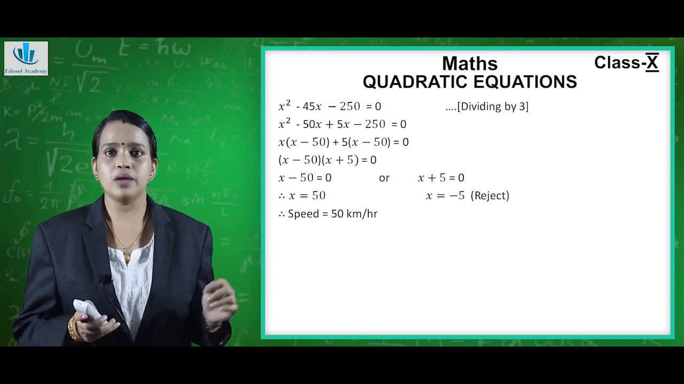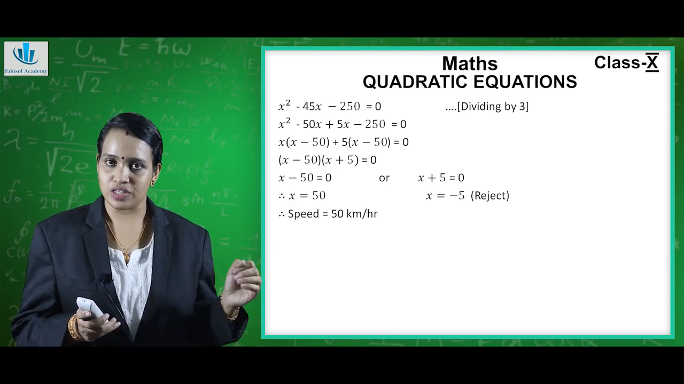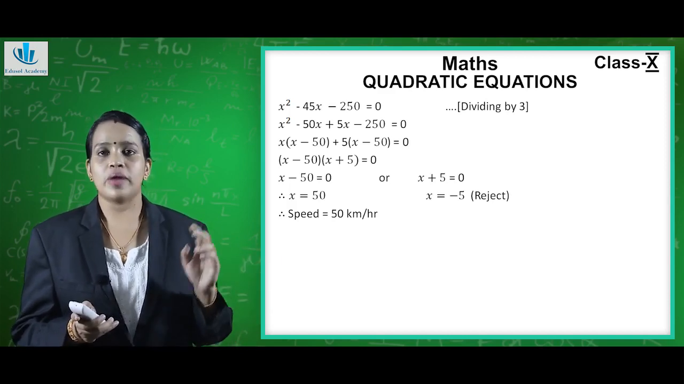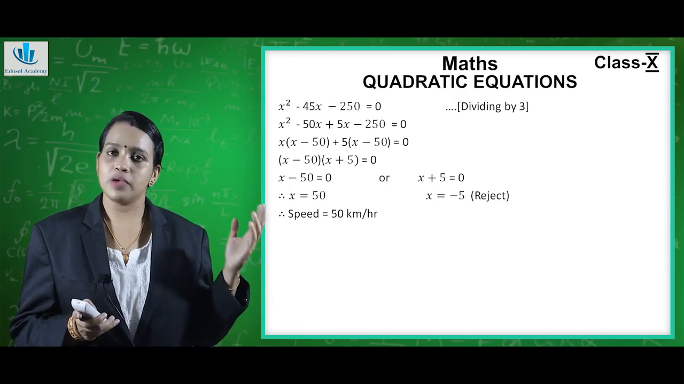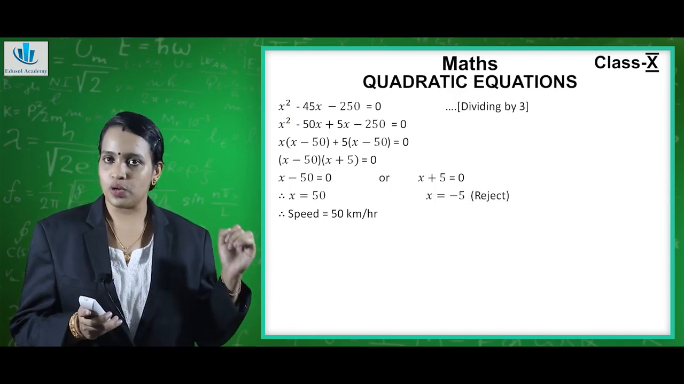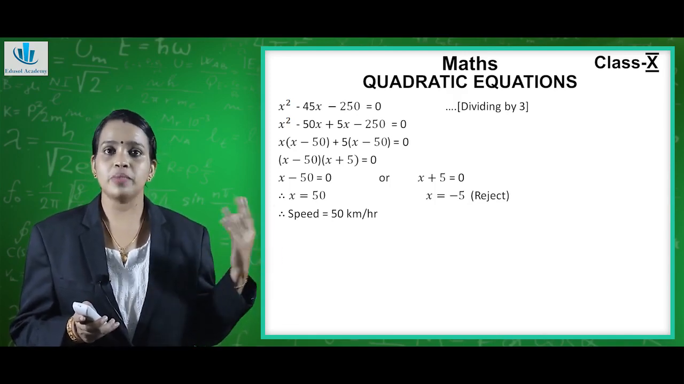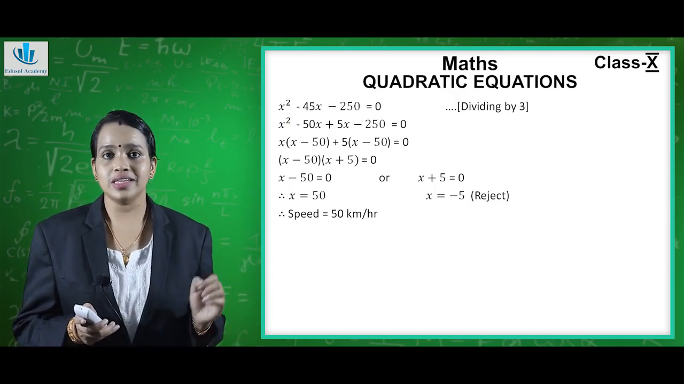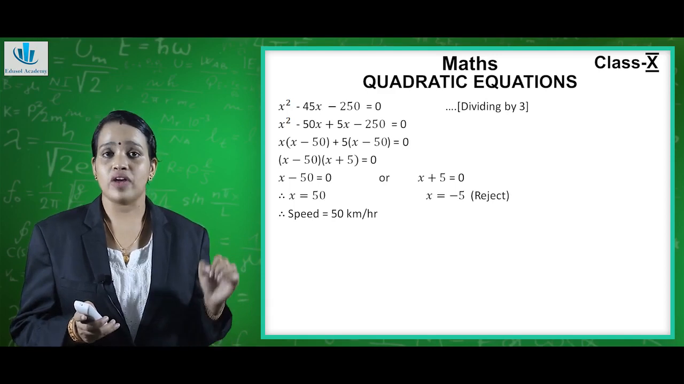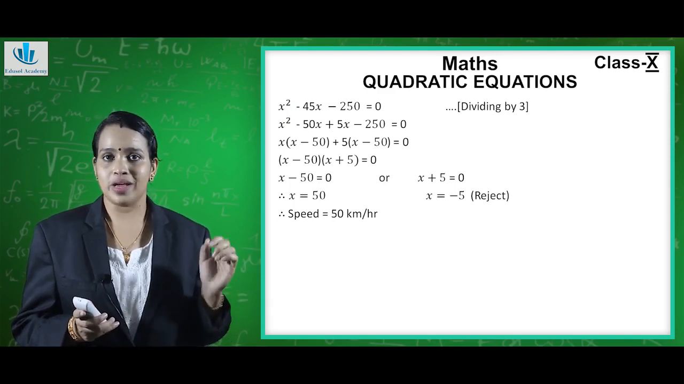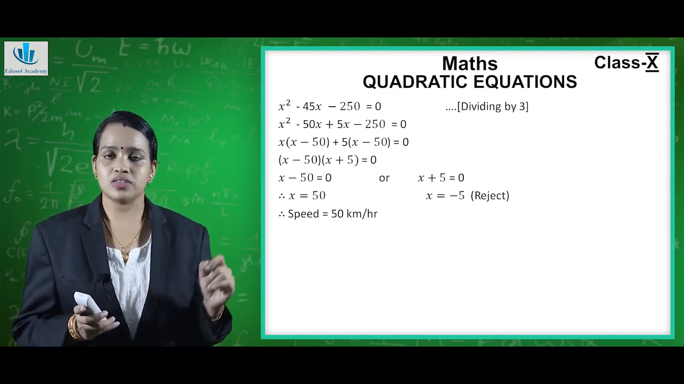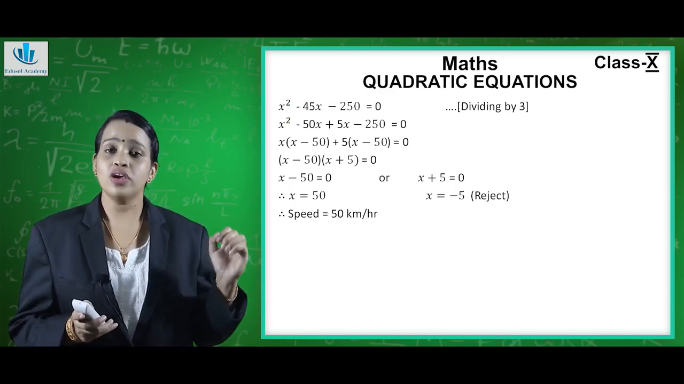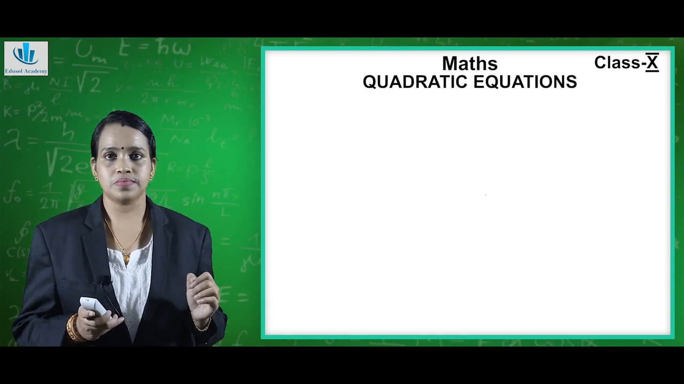So we can separate it: x minus 50 equal to 0, or x plus 5 equal to 0. Now minus 50 goes to the other side, it becomes plus 50. So x is equal to 50. Here plus 5 becomes minus 5. So x is equal to minus 5. Now we are rejecting the value x equal to minus 5 because the speed cannot be negative. So we will take the x value as 50. So therefore we can say that the speed is equal to 50 km per hour.